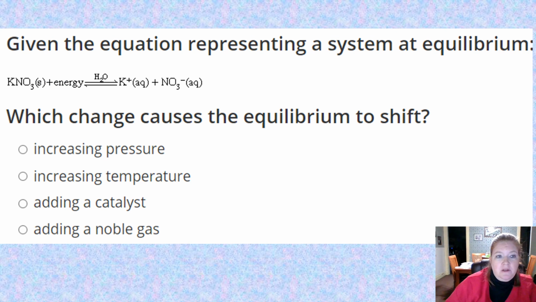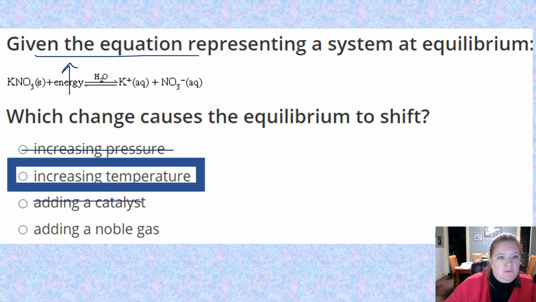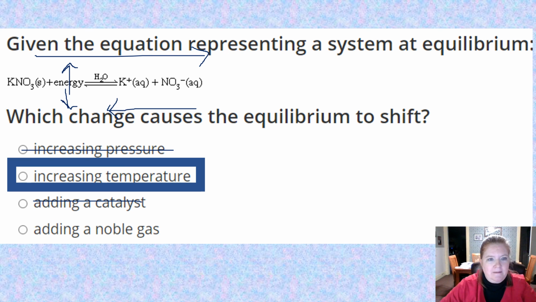Here's another reaction. Which change will cause the equilibrium to shift? Well, one is pressure. Do you see any gases here? Negative, so pressure is wrong. Does a catalyst cause a change in equilibrium? No, we just get there faster. So of the two that are left, what's the right answer? Temperature, right? If I increase temperature, the reaction would shift this way. If I decreased temperature, the reaction would shift this way.